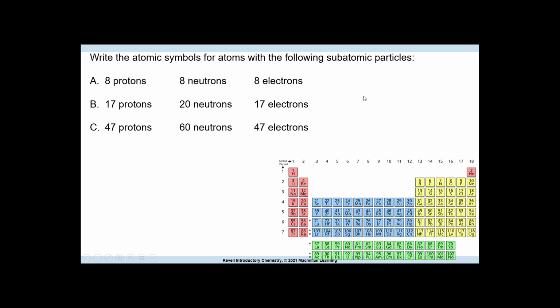What could I use? Remember I told you there's an address? The address starts with protons. If I can find the atomic number, I can figure out which element it is. So I have 8 protons, 8 electrons, and 8 neutrons. So I just have to look for 8, right? The address is 8. So this is oxygen, and I have 8 protons and 8 neutrons.